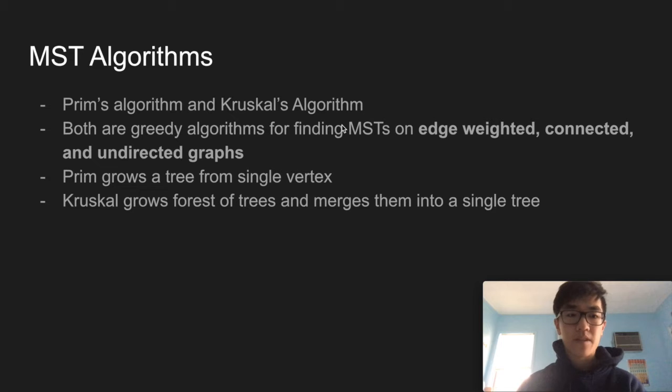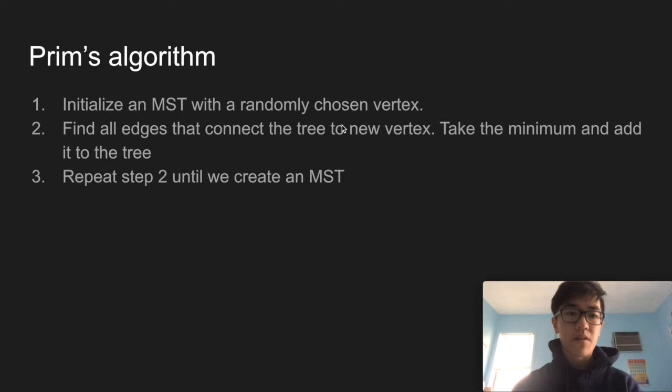There are two types of MST algorithms. The main algorithms for finding MSTs are Prim's algorithm and Kruskal's algorithm. Both are greedy approaches for finding MSTs on edge-weighted, connected, and undirected graphs. The difference between the two is that Prim grows a tree from a single vertex, and Kruskal grows a forest of trees and merges them into a single tree. Today we'll go over Prim's algorithm.